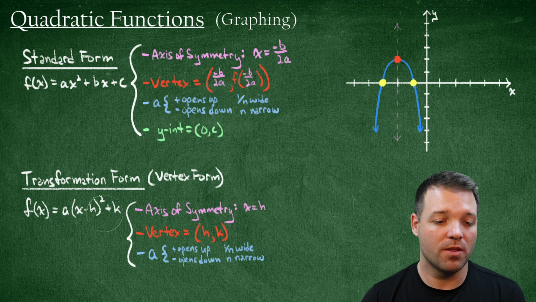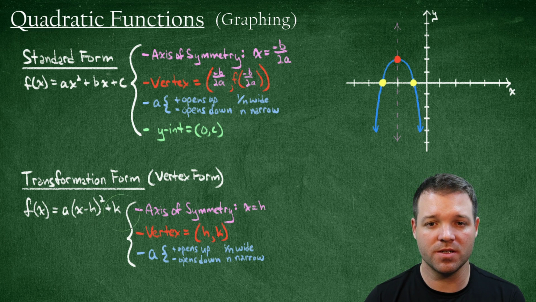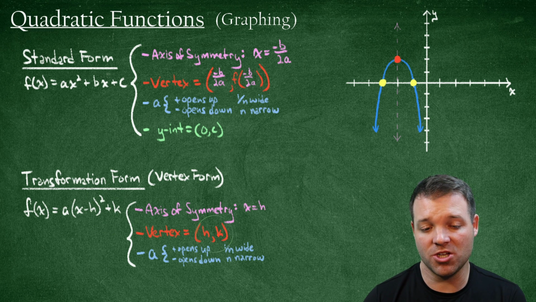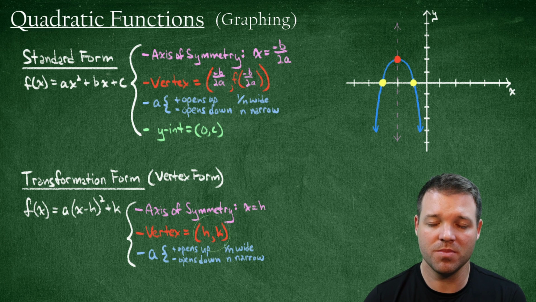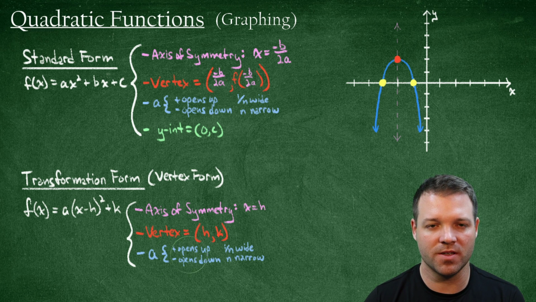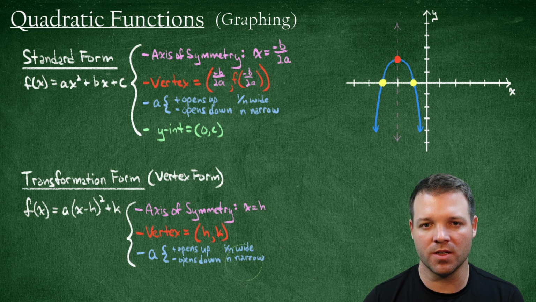And so the parent function, the vertex is at 0, 0. So we're just shifting it by h and k. That's it. So the new vertex is going to be at h and k. And then we still have the same exact a value out front, and it has the exact same meanings. If it's positive, it opens up. If it's negative, it opens down. If it's a fraction, it's getting compressed vertically. If it's greater than 1, then it's getting stretched vertically.